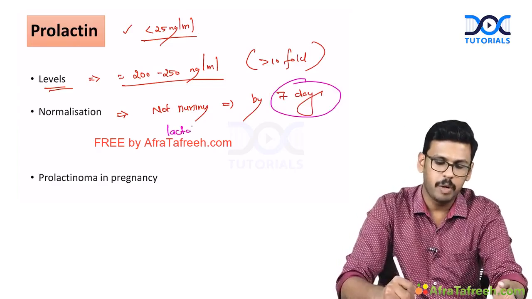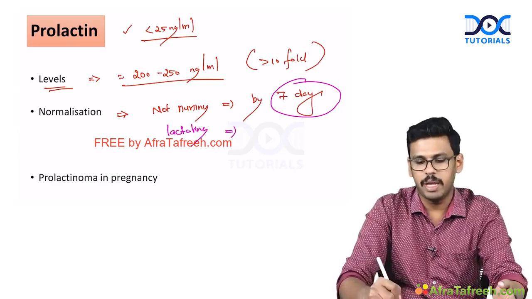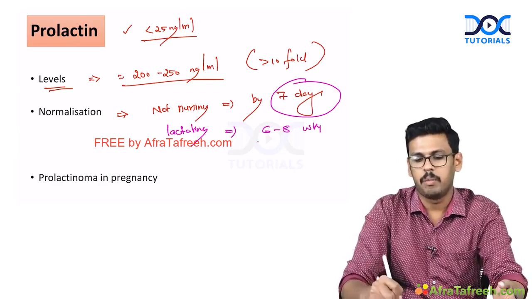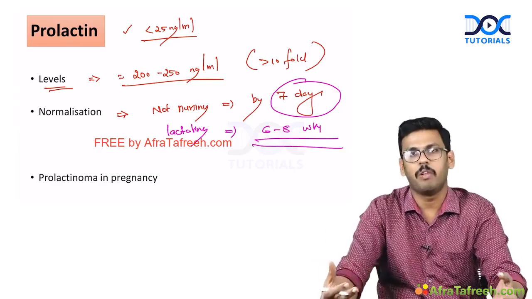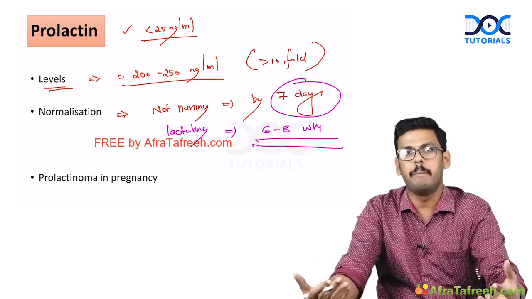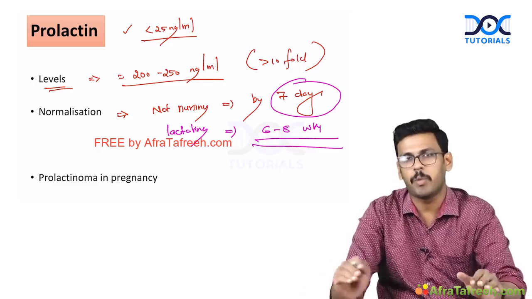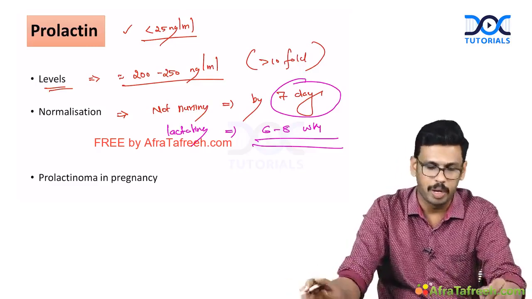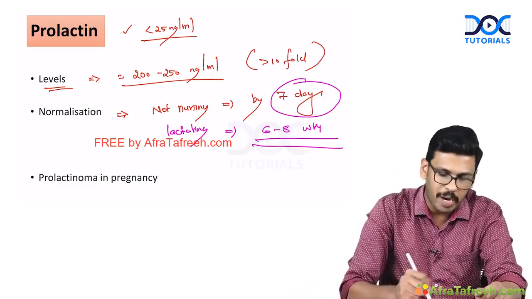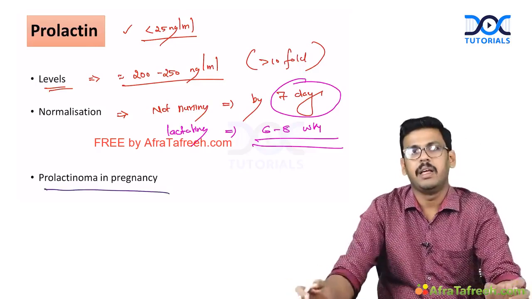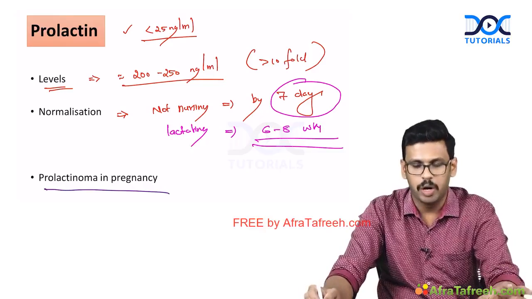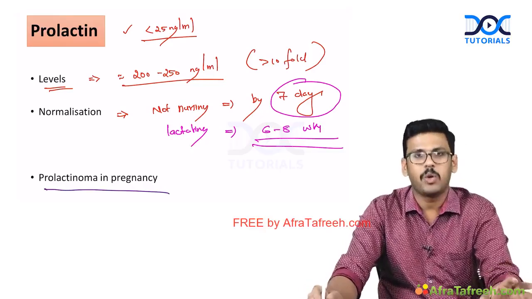In lactating women, it normalizes by 6 to 8 weeks. But again, during each episode of lactation, there would be a burst of prolactin. But in between, the prolactin level comes back to normal. Now, management of prolactinoma in pregnancy, we have dealt in detail in the pituitary module on hyperprolactinemia.